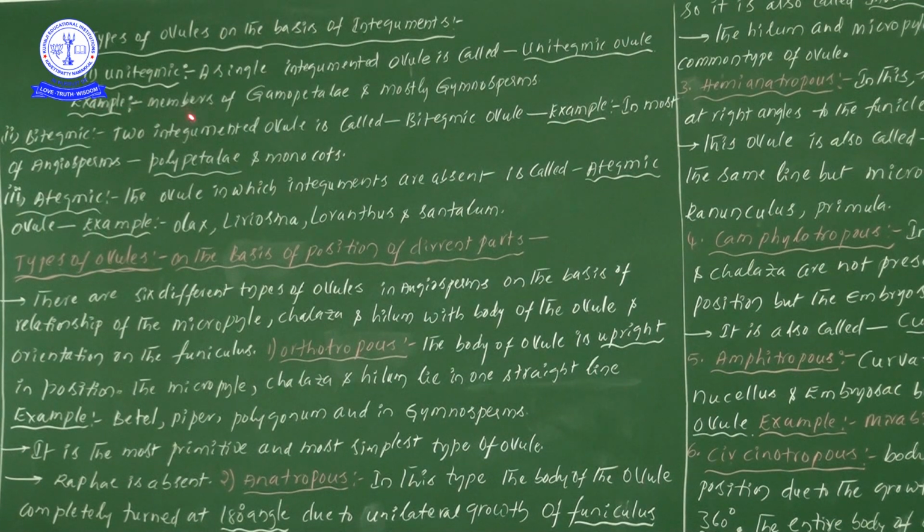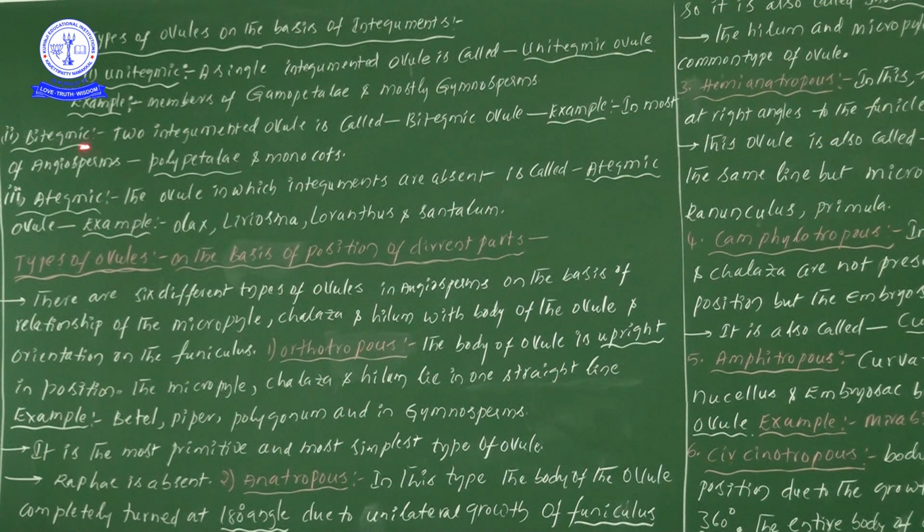Best example: members of Gamopetalae, meaning petals are fused. Gamo means fused only, no? So in these family members the petals are fused, and there we can observe the unitegmic condition, meaning only one integument is present around the ovule. Mostly we can see it in gymnosperms also. Unitegmic condition we can observe in Gamopetalae members as well as mostly in gymnosperms.